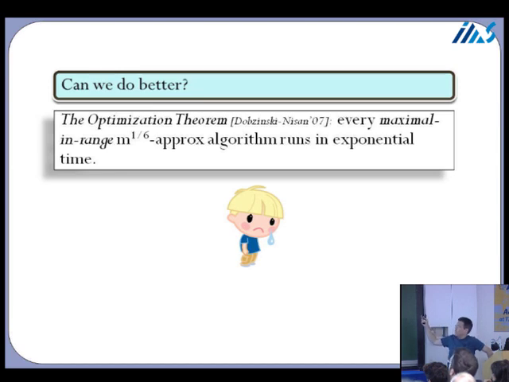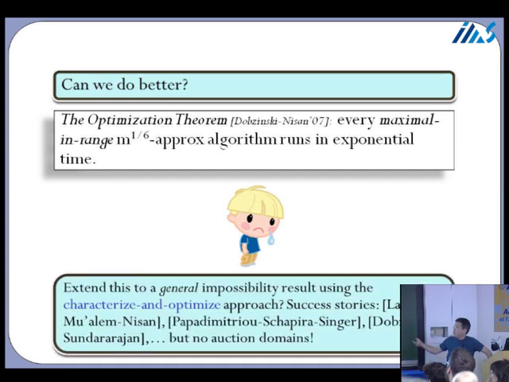We know that every maximal range algorithm that provides a substantially better approximation ratio does not run in polynomial time. So the next thing that we want to do is to use the characterize and optimize approach in order to take this limited result, this limited lower bound on a specific type of truthful algorithm, and make it hold for every truthful algorithm. All right, so we're going to use the characterize and optimize approach. Now, this is essentially, up until very recently, the only way we knew for proving impossibility results.